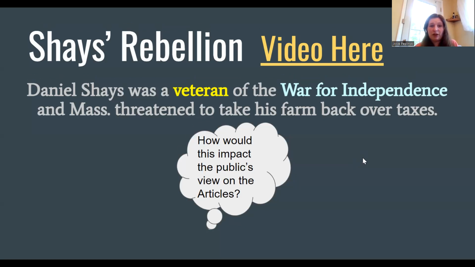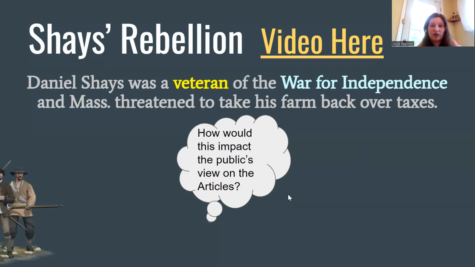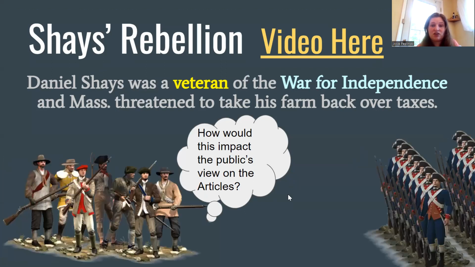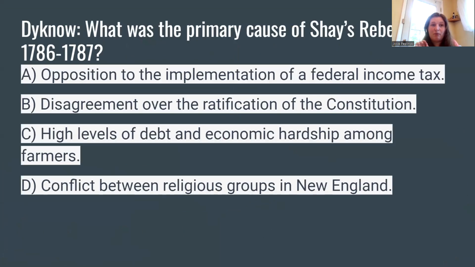Daniel Shays was a veteran of the War for Independence, and Massachusetts was threatening to take his farm back over taxes. So this led to a huge pushback, protests, a rebellion that showed the weaknesses of the Articles of Confederation and made the leaders of the Confederation fearful and want to create some more power available.